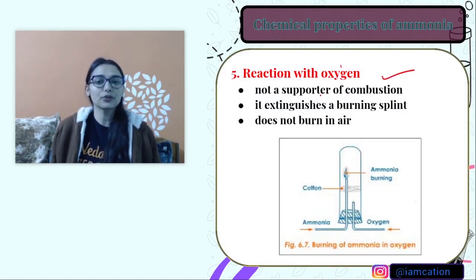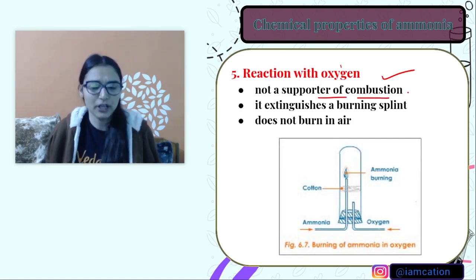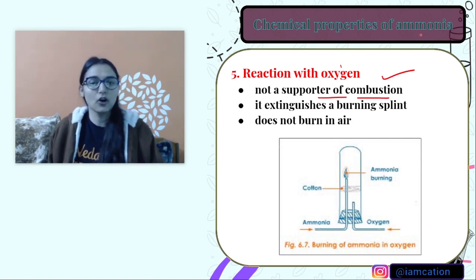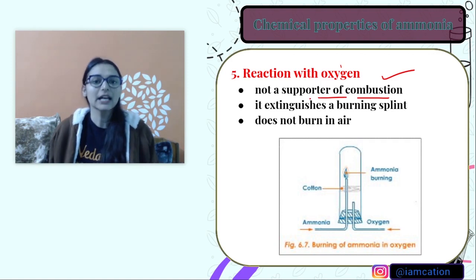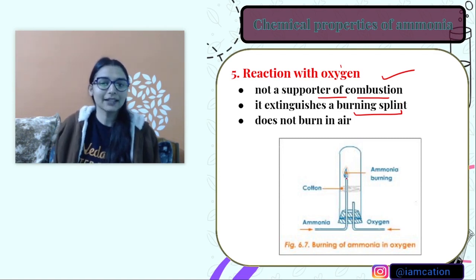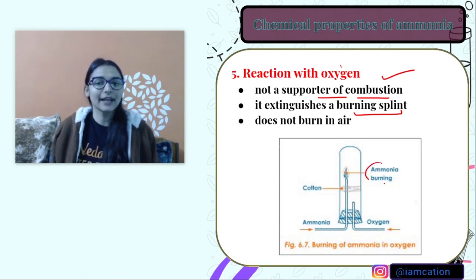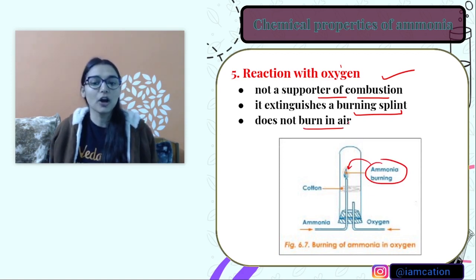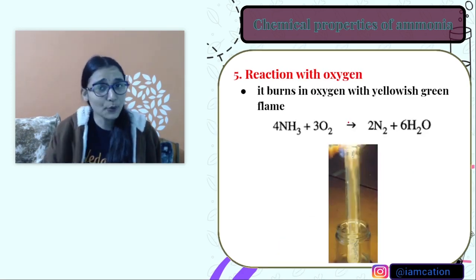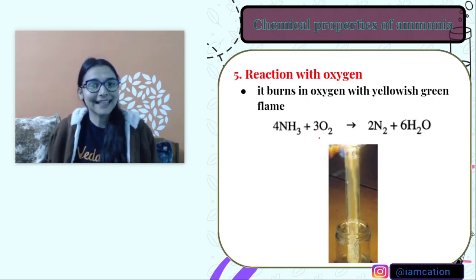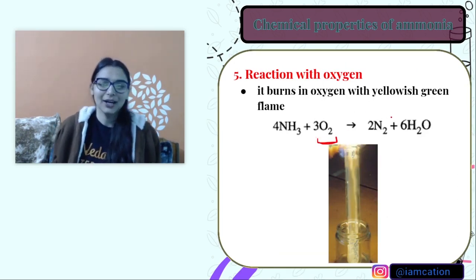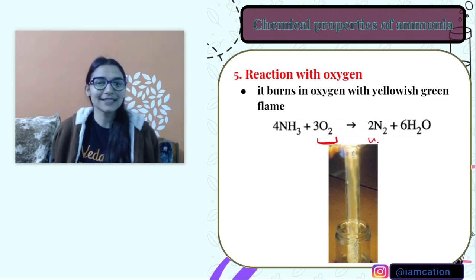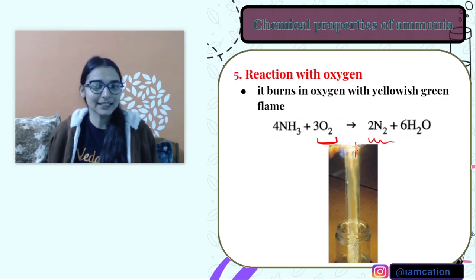Now talking about ammonia, it is not a supporter of combustion, it is not going to burn in the presence of oxygen in air, no combustion would be shown. It extinguishes a burning splint because it is not supporting combustion. If you take a burning splinter in the presence of ammonia, the flame would be extinguished and it does not burn in the air. But at the same time it can burn in oxygen, and it will burn to give us a yellowish green flame that you can see over here.